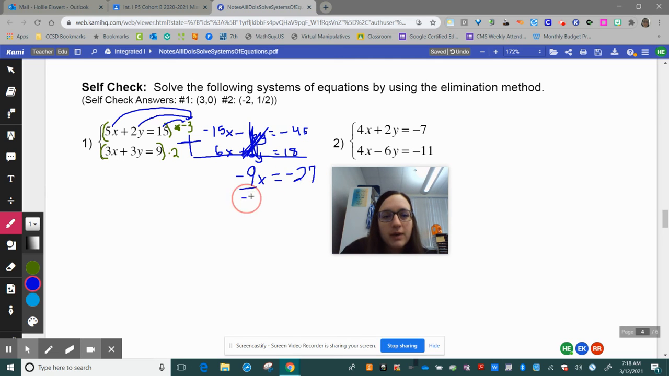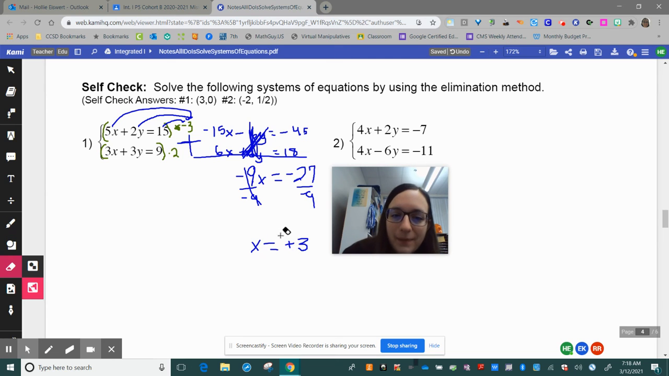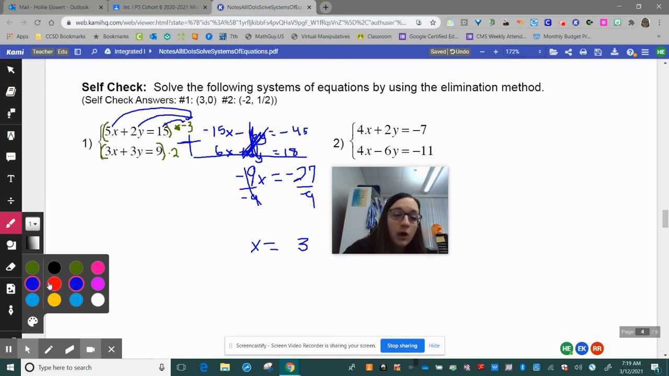From here, we divide by negative 9. We get x equals positive 3. My bad. Watch out for those integers. All right, so we have our x is equal to 3. Now we can substitute that x into our top equation or the bottom equation. I'm picking the bottom equation. Why? Because those are smaller numbers. 3 and 9 are smaller than 5 and 15. I mean, 2 is fine, but overall.